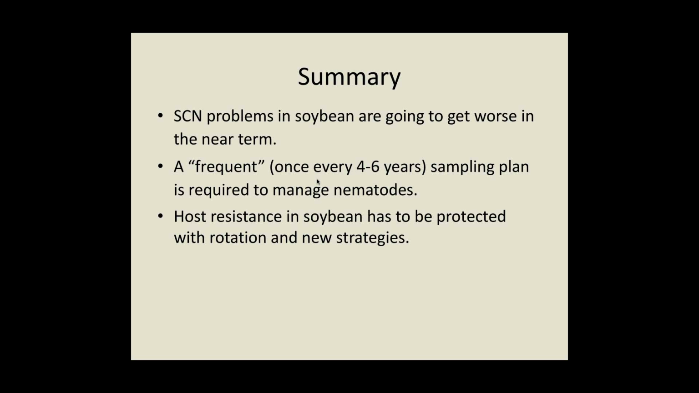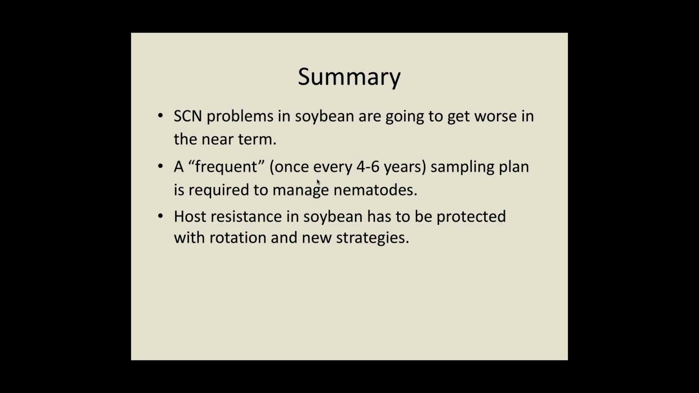What is recommended is a frequent sampling plan, and we're not talking about every single year, but once every 4 years. Use the same soil lab and make sure that soil lab is reporting the eggs per 100 cc's of soil. Whatever the volume they use is really inconsequential, but what is important is for them to be reporting eggs, not cysts. And then to be sampling that field again in 4 to 5 years down the road.